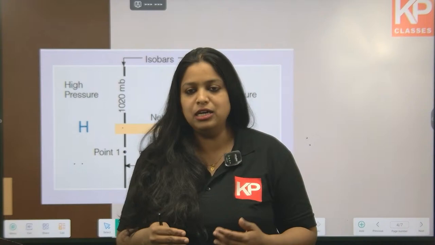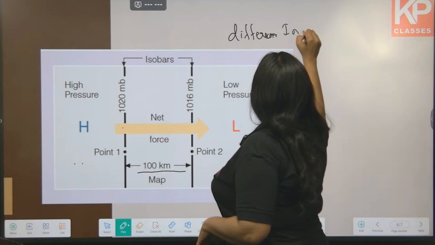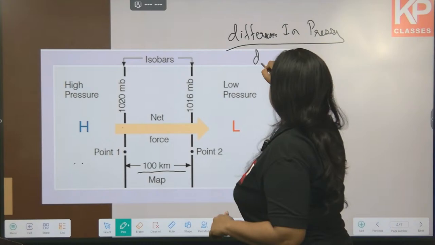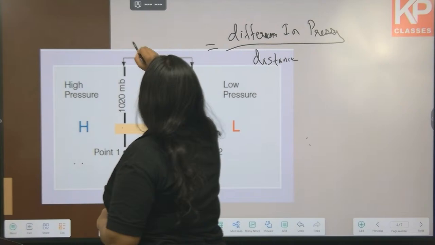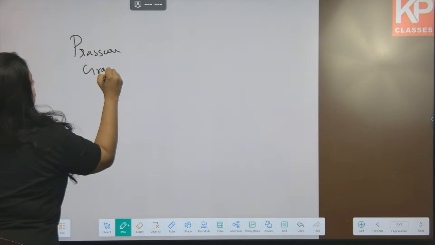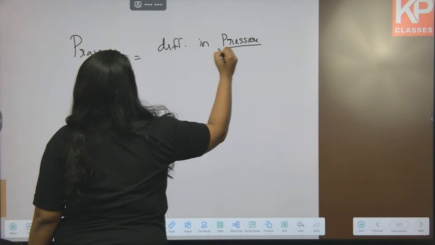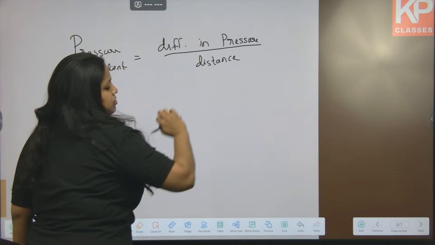So if I compute the amount of pressure change that occurs over this 100 kilometer distance, I can calculate the pressure gradient. Pressure gradient means difference in pressure divided by the distance between the two points. This will give you the pressure gradient. So pressure gradient is equal to difference in pressure divided by distance between the points. This is what is called pressure gradient terminology.